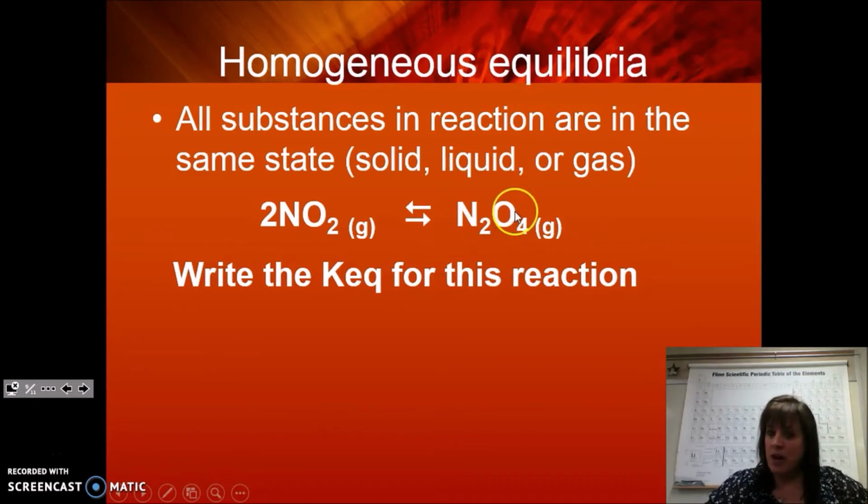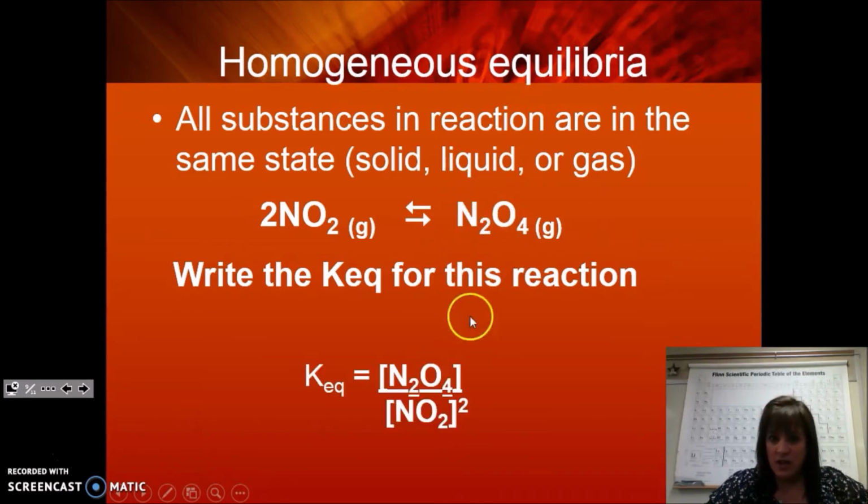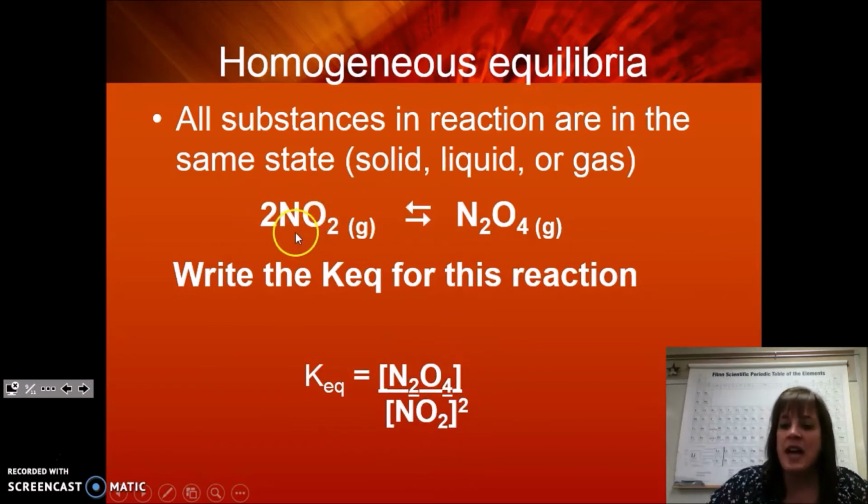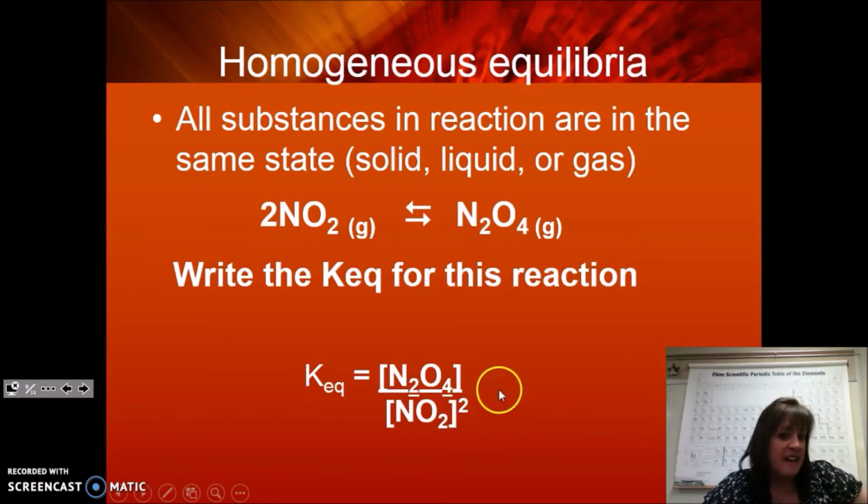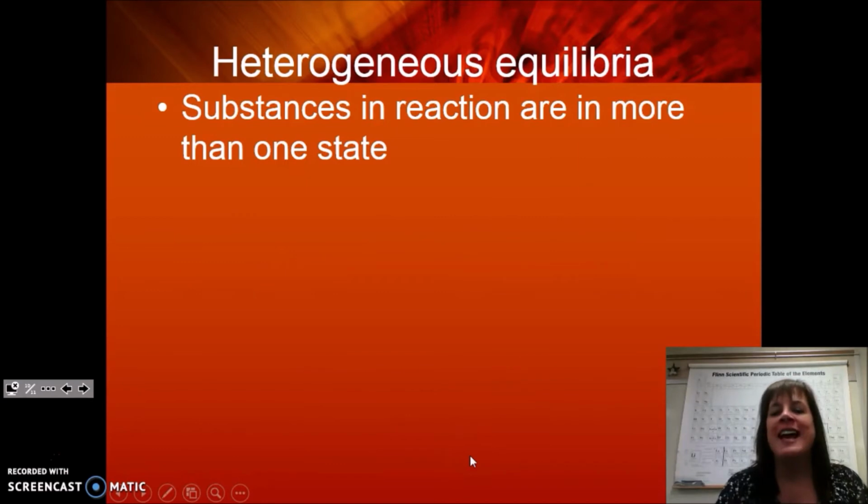Well, concentration of the products raised to the power of their coefficient, there's none, so no power here, divided by the concentration of the reactants raised to the power of their coefficient. So here we go, raised to the power of 2. Did you guess that? The other type of equilibrium is called a heterogeneous equilibrium, hetero meaning different.